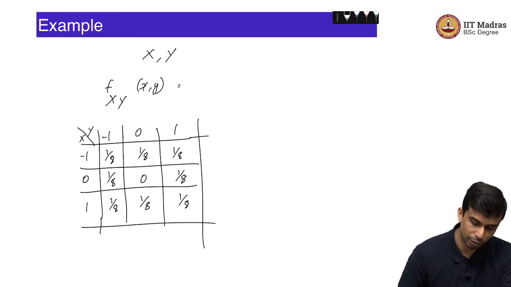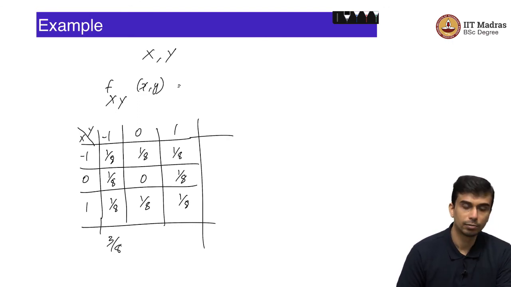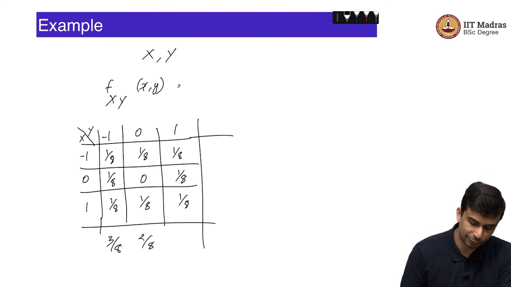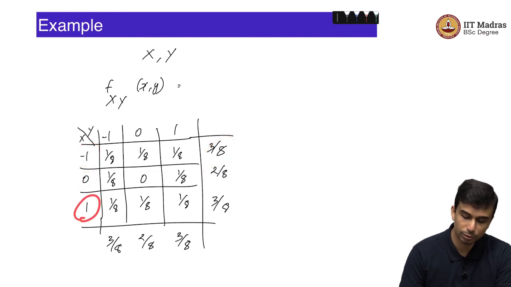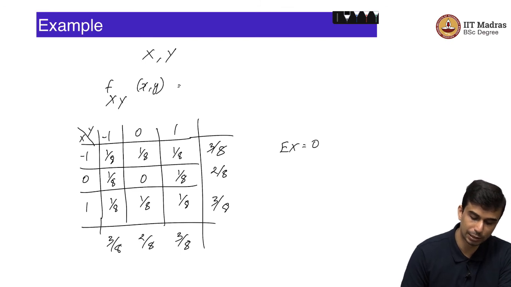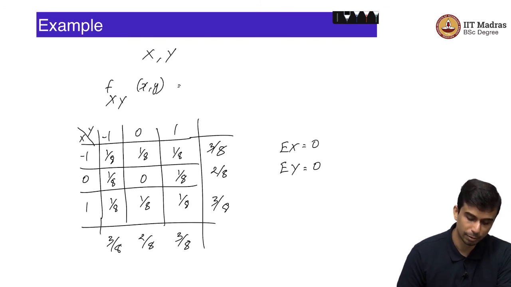What is E[X]? Well, we can compute the marginal probabilities fX and fY. If you did the marginal probabilities you would get 3 by 8, 2 by 8, 3 by 8, and similarly for Y you get 3 by 8, 2 by 8, 3 by 8. So what is E[X] and what is E[Y]? The probability of X equal to -1 is 3 by 8, of X equal to 0 is 2 by 8, and of X equal to 1 is 3 by 8. So clearly E[X] is equal to 0. Similarly, E[Y] is also equal to 0.